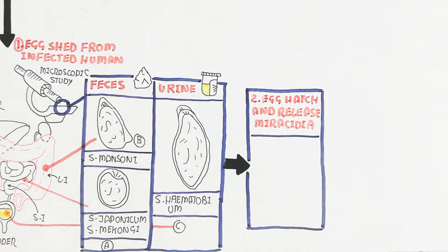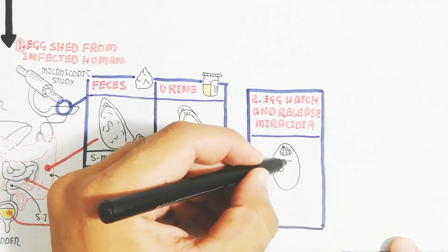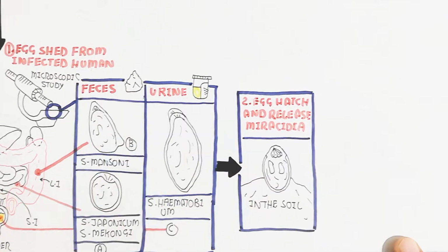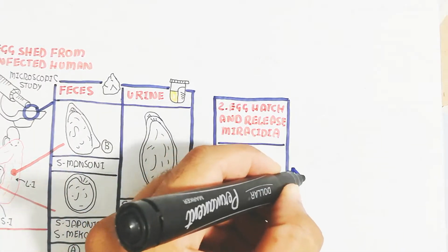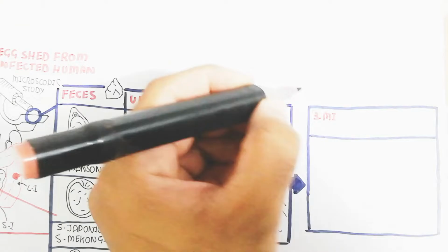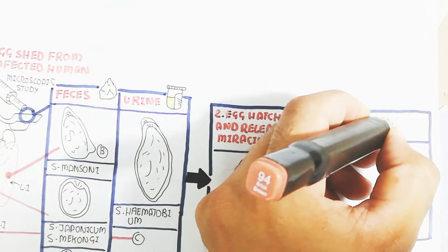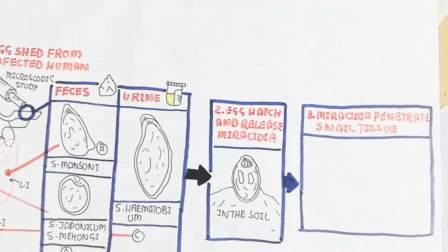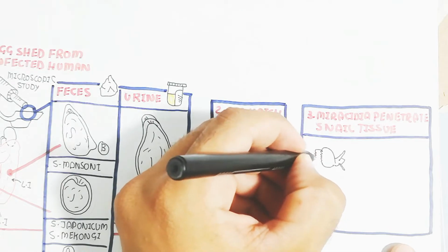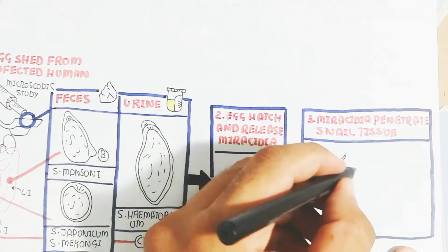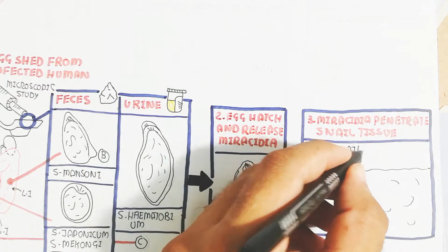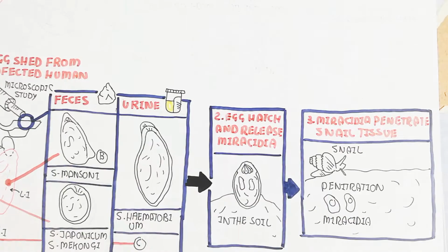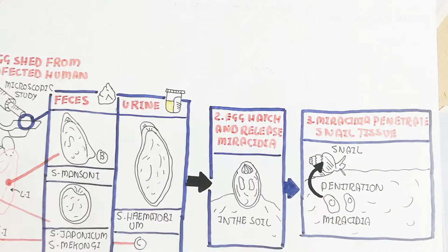The second step is that eggs hatch and release miracidia into the soil when we defecate in the soil. Animals also defecate. The miracidia penetrate snail tissue as the snail moves. You can understand here that a moist environment is very important for the miracidia to penetrate into the snail.